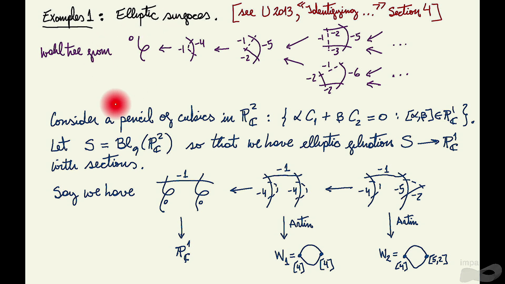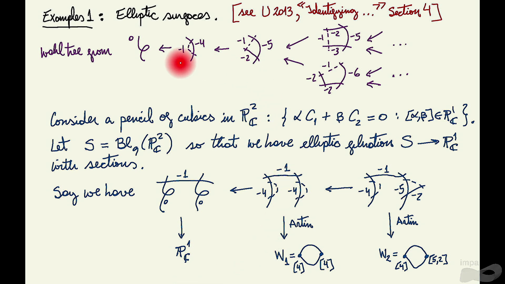So let us construct something using a pencil of cubics in P2. So you know we have C1 and C2 cubic curves in the plane, and you consider the pencil, so you have 9 points of intersection, and we blow them up to have an elliptic fibration.